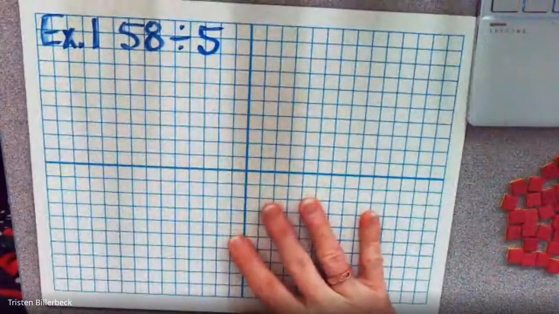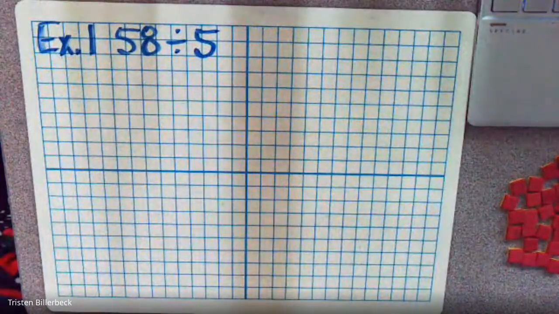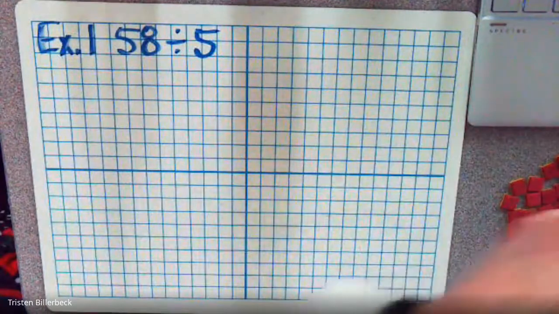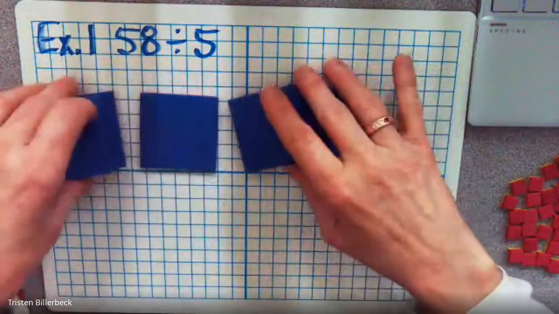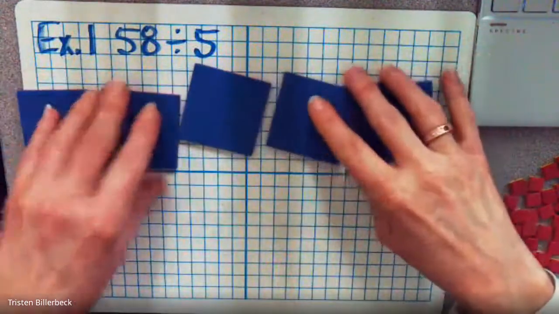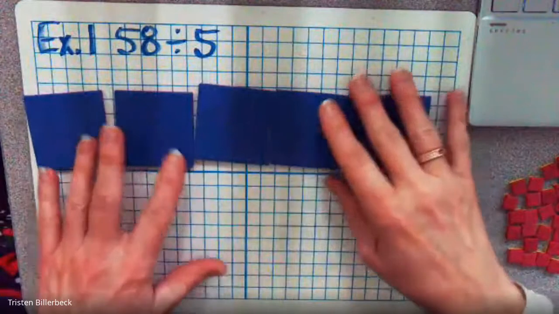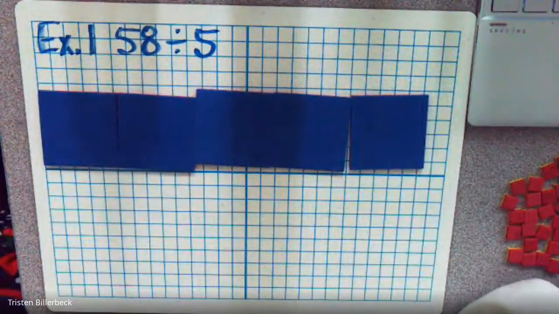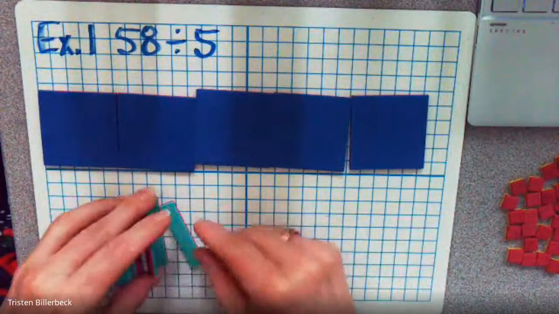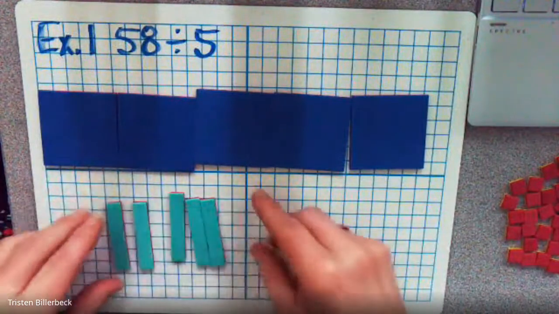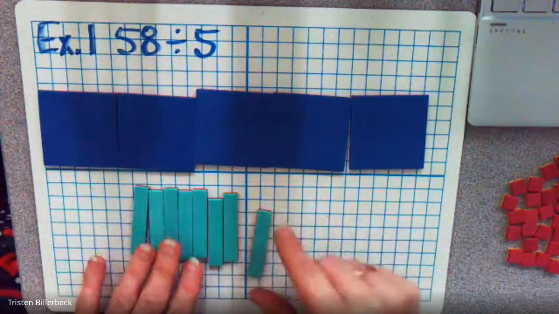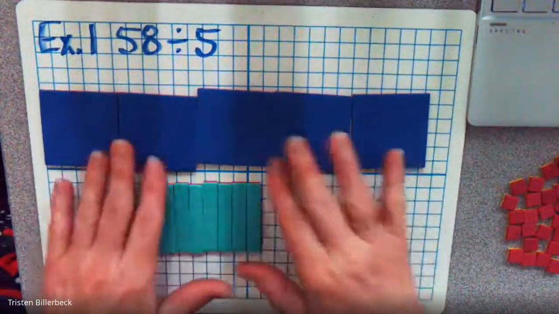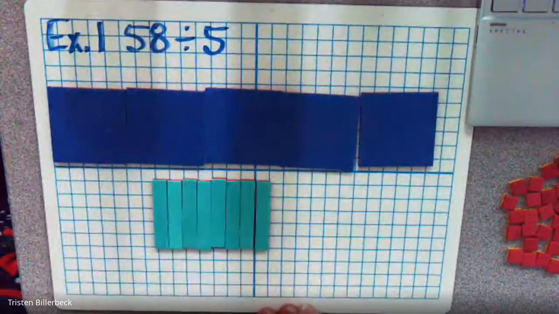So let's look at 58 divided by 5. Let's assume that these are all tens. So we have 5 tens, and then we have 8. So these are my ones. Okay, there's my 8. So I have 58, and I want to divide this into 5 piles.